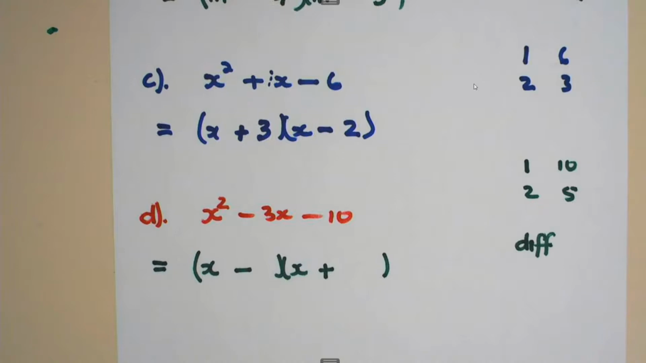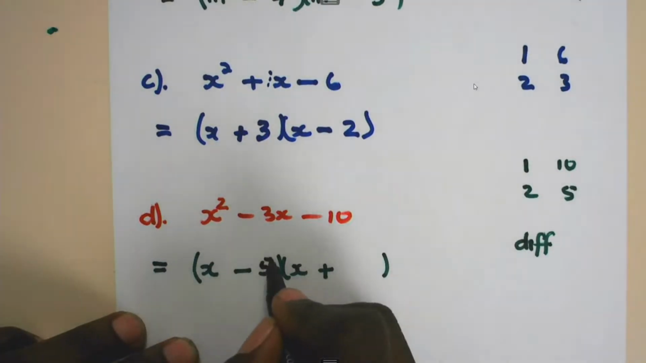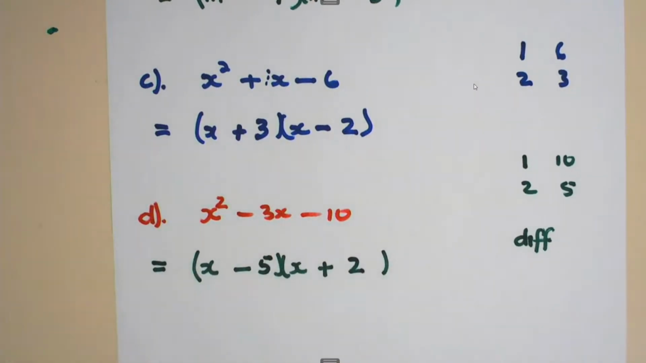What are the factors of 10? Remember, the first, if it's positive, we take the bigger one, which is 5, and this one, the smaller one, which is 2. And this becomes our factors. This is a trinomial, the second way of factorizing the algebraic expression.